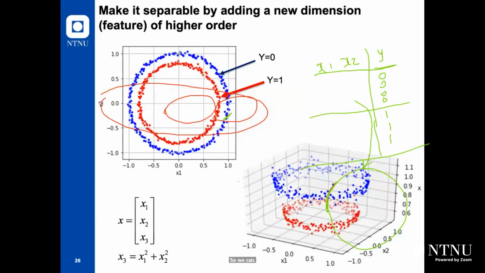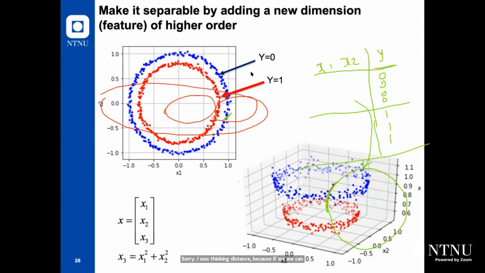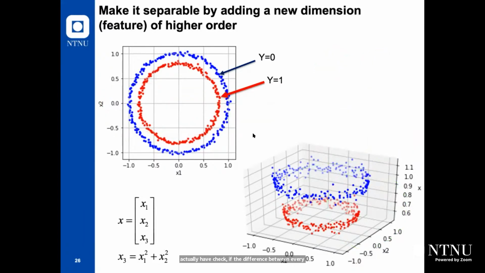I was thinking about distance, because we can check if the difference between every Y of the sample is less than something, then it goes to the same class. I was considering that we should somehow define the distance between y equals 0 and y equals 1. Yeah, so divided by half.